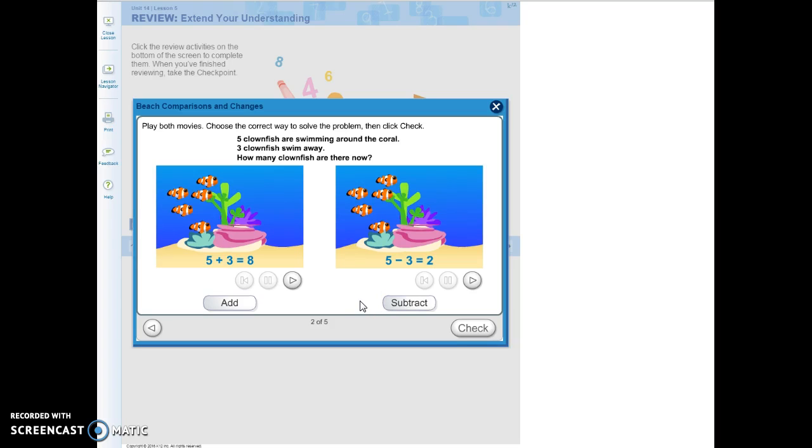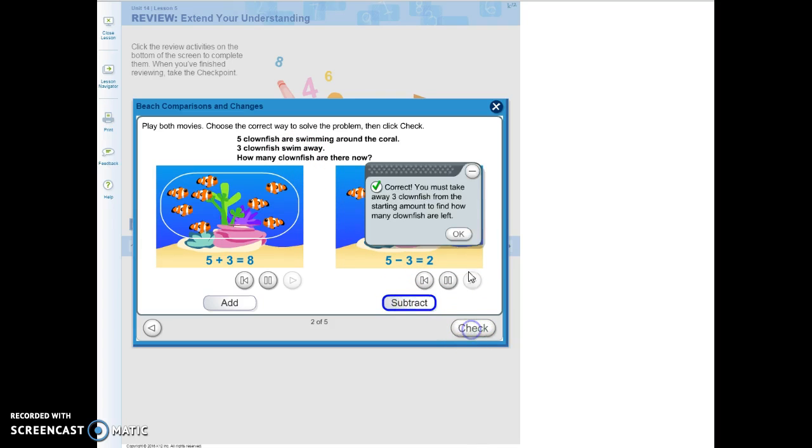5 clownfish are swimming around the coral. 3 clownfish swim away. How many are there now? Combine the amounts. The total is 8. There are 8 clownfish now. Take away 3 clownfish from the total. The difference is 2. There are 2 clownfish now. So it told us that 3 swim away, so we know we are subtracting.